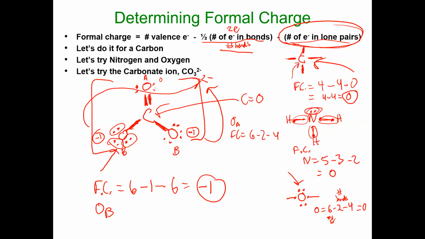So that's how we can use that formula to determine the formal charge of atoms in covalently bound molecules or polyatomic ions. Stay tuned for the next video where we apply it to picking the preferred Lewis dot structure.